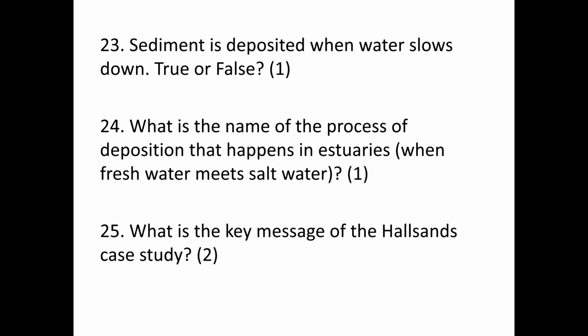Flocculation. The key message of the Hall Sands case study is that dredging is bad. Dredging is where you remove sediment from the seabed for various purposes, but because the coast is a system, if you change one part of a system, it will have knock-on effects on the rest of that system. So by removing the seabed in front of Hall Sands, the sea then took the beach away to replace the seabed. The village didn't have a beach to protect it, and the village was destroyed in a storm. So that's the key idea of it.